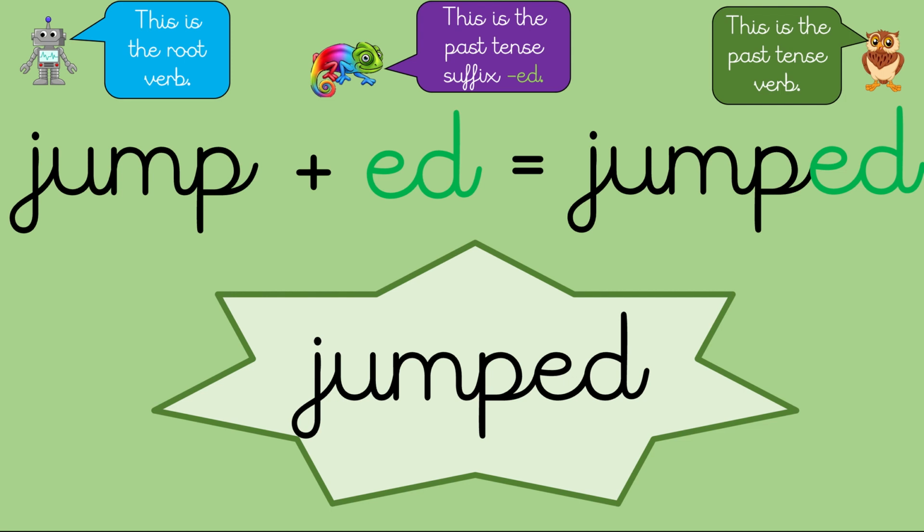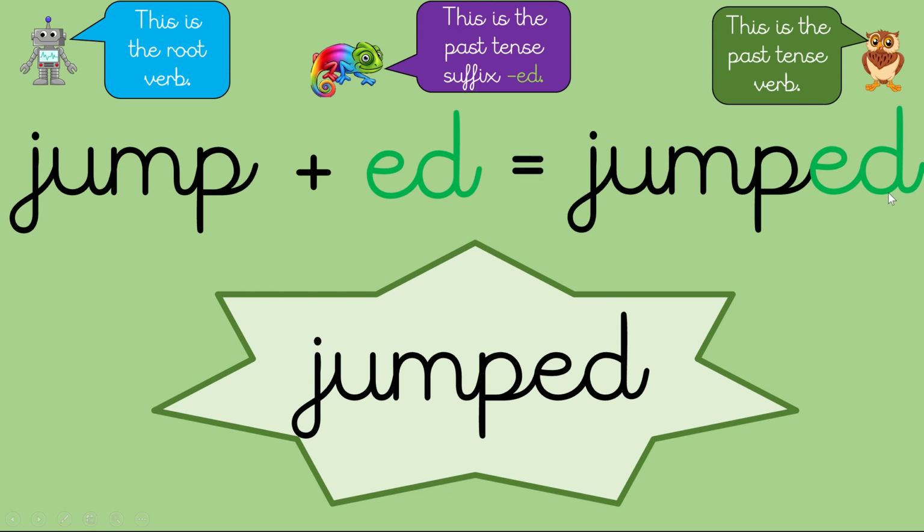Right, let's have a look. So Rex is saying, this is the root verb. Kathy is saying, this is the past tense suffix ed. And Oswald is saying, this is the past tense verb. Okay, so let's have a look. Here it says jump. Then it says add the ed. And then it equals jumped.